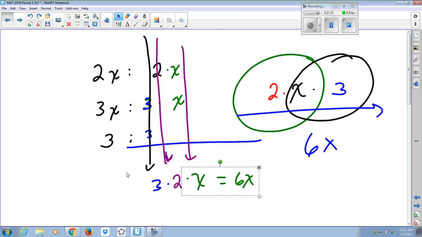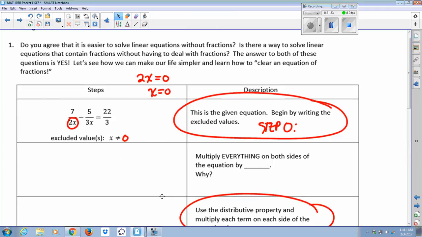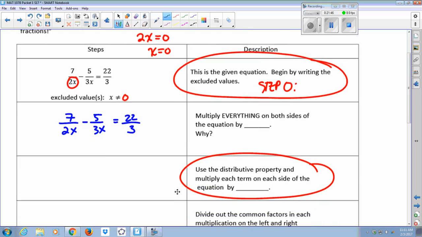All right, so we're going to multiply every single one of these terms on the left side and the term on the right side by 6x and see what we get. So let's do that. So I have 6x times 7 over 2x. So that looks like this, 6x times 7 all over 2x. And I'm going to multiply 5 divided by 3x by a 6x. So it looks like this.